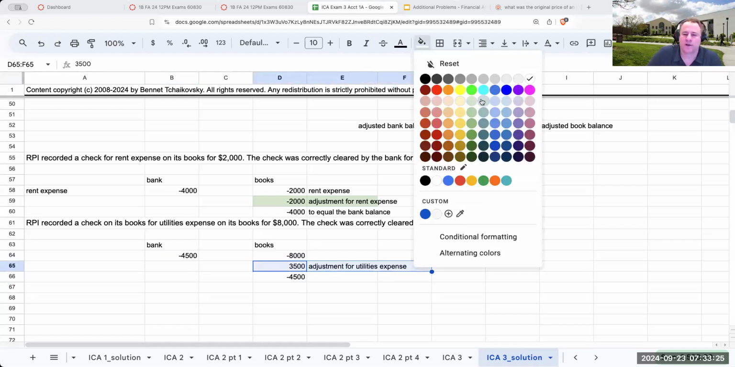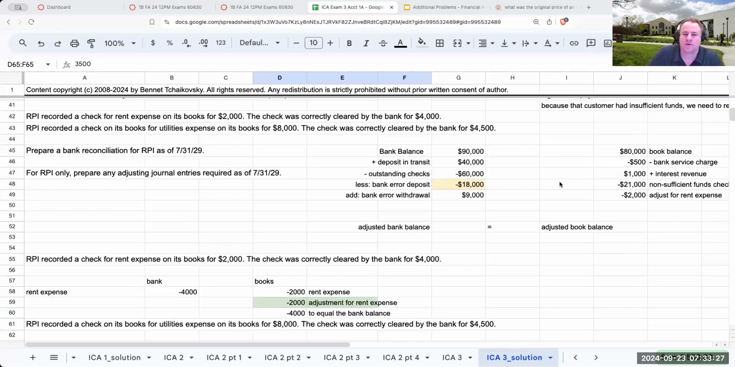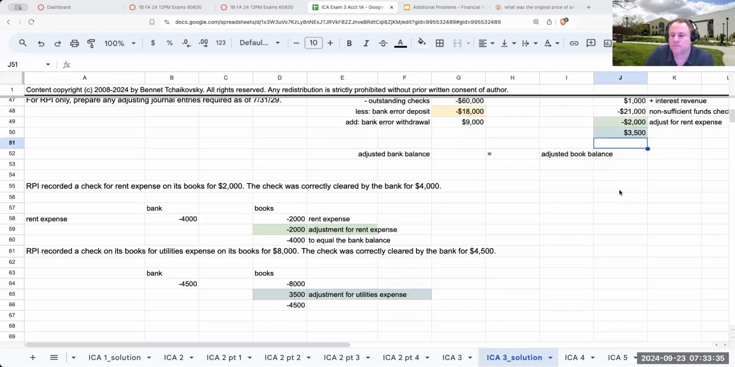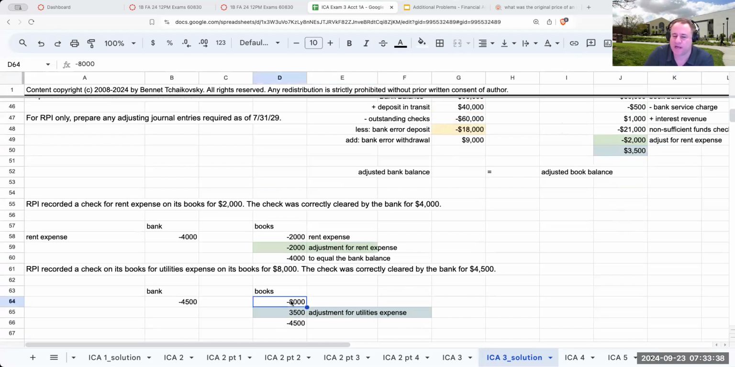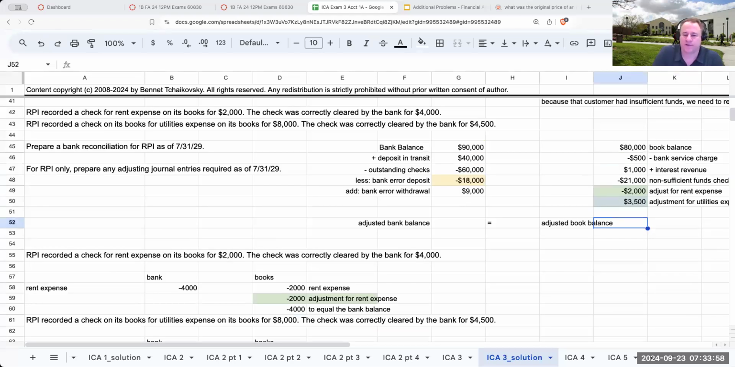So when I come over here and do this, give it a little green, give this a little blue. That's going to be a positive amount because I took out too much. This is a negative 8,000. I wrote a check. The bank was correct at 4,500. So to get to that correct amount, I have to add back 3,500. Adjustment for utilities expense.